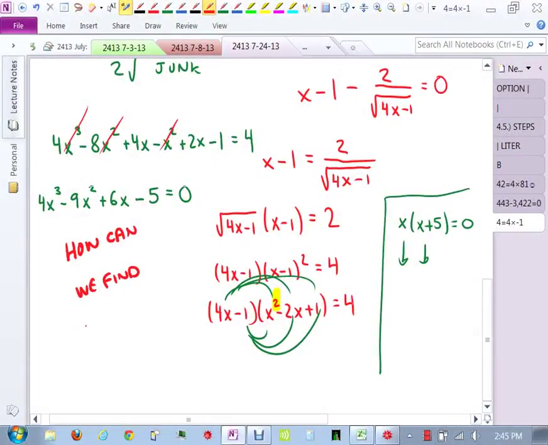Find zeros. Well, what do we know can do it for us? The calculator, right? The calculator.